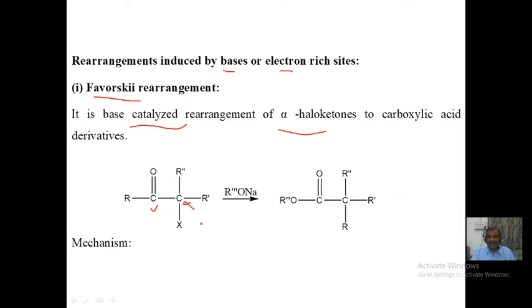So the alpha haloketone, in the presence of, suppose, sodium ethoxide or methoxide, which is your organic base, gets converted into a carboxylic acid derivative. See, COOR is your ester part, with the rearrangement of this particular carbon, friends. So we will see how it is done in the mechanism. So be with me in the mechanism part.